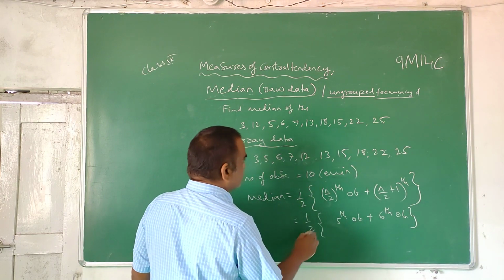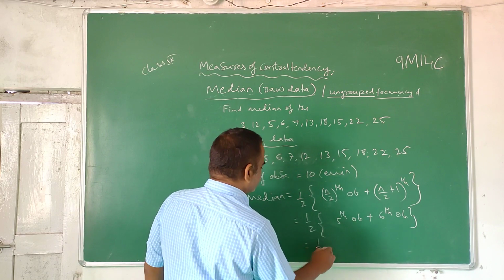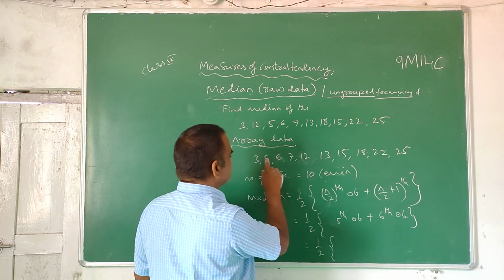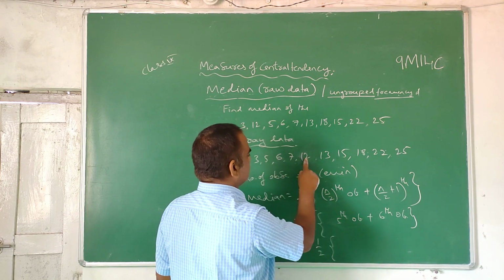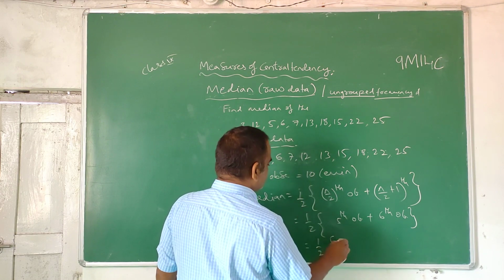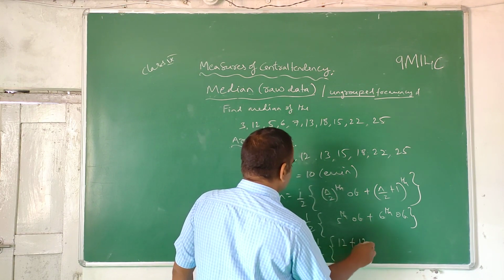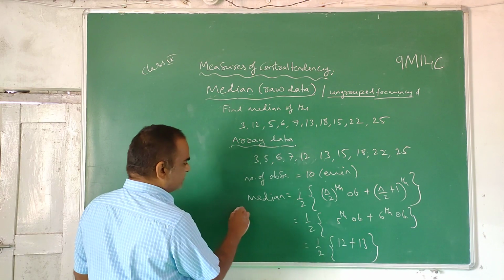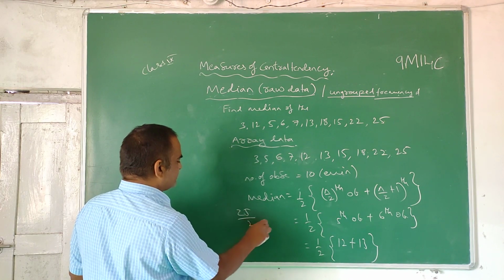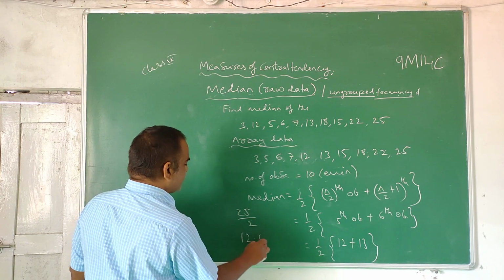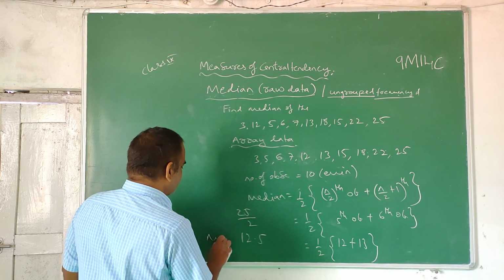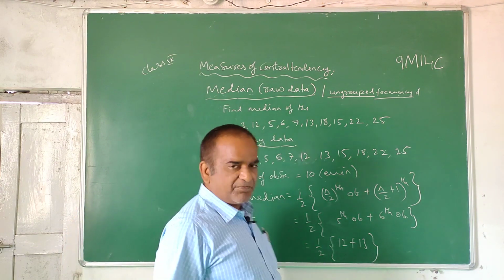So this is equal to 1/2 into, what is the 5th observation? 12. The 6th observation is 13. So 12 plus 13, which is 25/2, which is 12.5. So for this set of observations, the median is equal to 12.5. Understood?